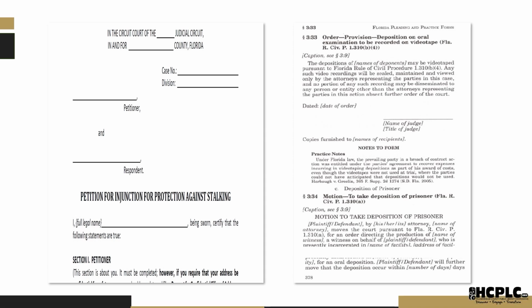Ready-made forms, such as the petition for injunction shown here on the left, are few and far between. Often you will only find sample suggested language as seen here on the right, which comes from a form book. In this video, our focus will be on online resources. Digital and print resources are covered in Part 4, Video 2.